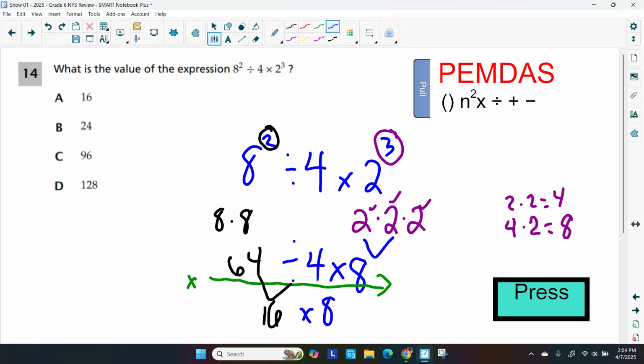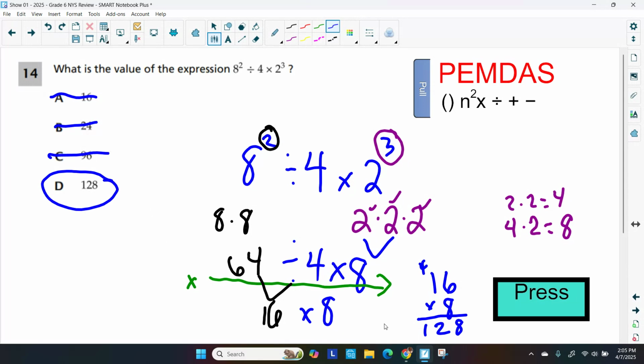So let's take a look at our answers. 16, that's too small. 24 is too small. So 8 times 16, is that 96? Well, let me get myself over here and try it. 6 times 8, 48, carry the 4. 8 times 1 is 8, plus 4 is 12. So 128, and that's choice D. Good question. I wish I would have had a calculator, but I don't think you're allowed to use calculators in grade 6. Wait till you get a little older.